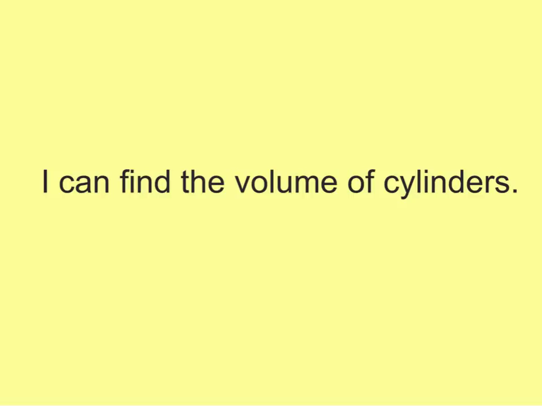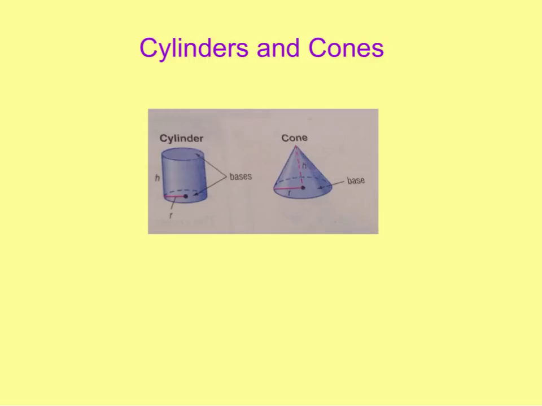Today's learning target is I can find the volume of cylinders. In today's lesson, we're going to focus on cylinders. But I just want to remind you the difference here between cylinders and cones. So when we look at cylinders, we know that a cylinder has two bases, and they're circular bases, whereas a cone has one base, and it comes to a vertex, or that point there.